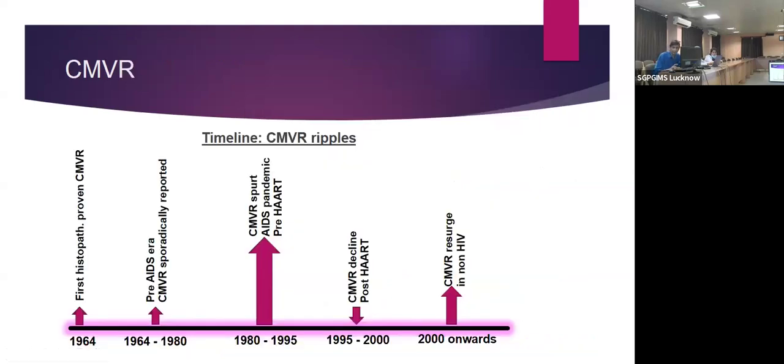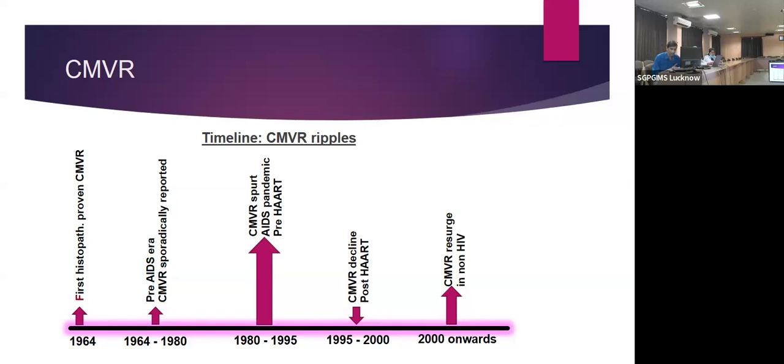CMV was a disease of HIV patients before 2000. But after 2000, the load of CMV has become almost negligible in the HIV population because of HAART. On the contrary, it is increasing in non-HIV persons who are immunocompromised, mostly by drugs, post-transplant or for any other reason where immunosuppression is given. Nowadays it is mainly a problem of non-HIV immunocompromised persons.